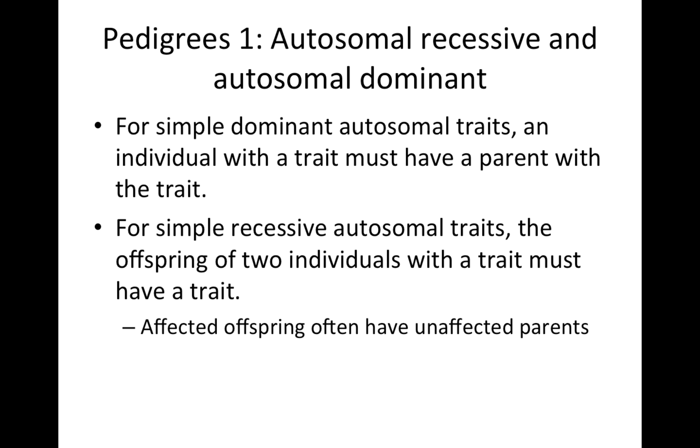Okay, so here's what we've learned so far. We learned these two rules. Number one, for a simple dominant autosomal trait, an individual with the trait must have a parent that has the trait. And number two, for a simple recessive autosomal trait, the offspring of two individuals with the trait must have the trait.